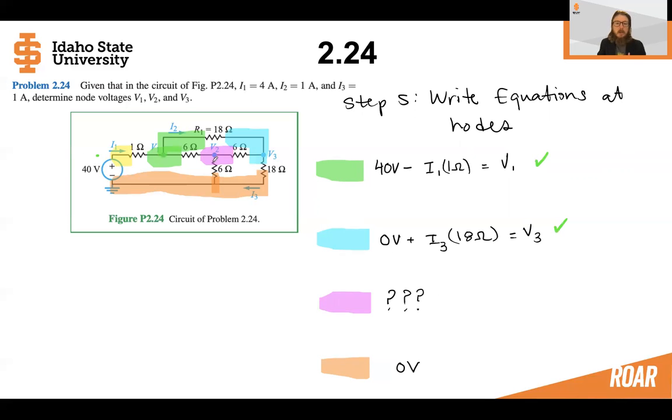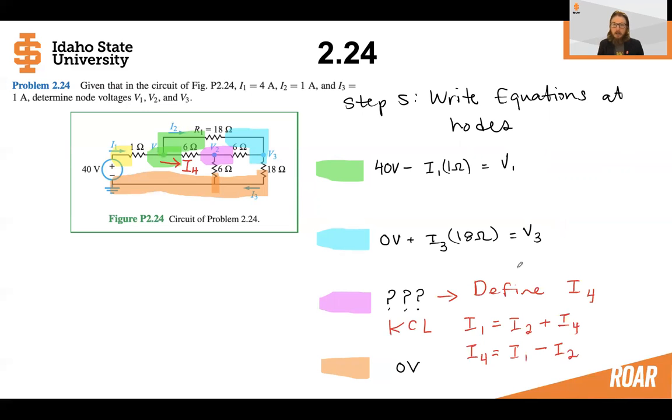Okay, now what about this purple node? This one's a little bit more tricky, right? We don't have a current defined through this resistor or this resistor, and we know that we have three unknowns, right? Node 1, node 2, and node 3. So we're going to need a third equation for our third unknown. So let's think about this a little bit more.